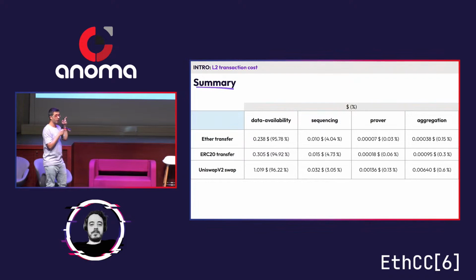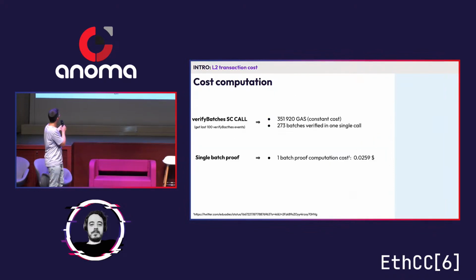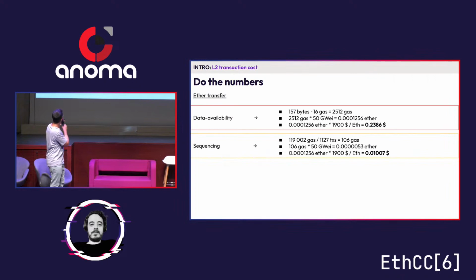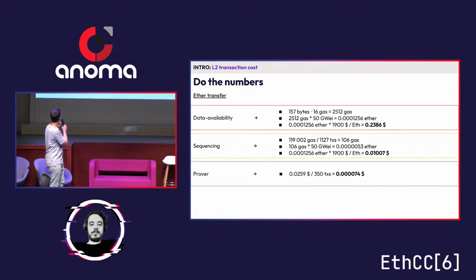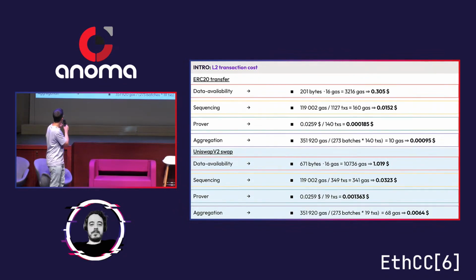Those numbers are not random, okay? They are computed in the following slides, but the following slides are just about numbers. You can check it. You have a link at the end of the presentation, so you can ask me later on. There are several slides on how to compute the cost of data availability, sequencing, prover, and aggregation for the ERC20 transfer and the Uniswap swap.